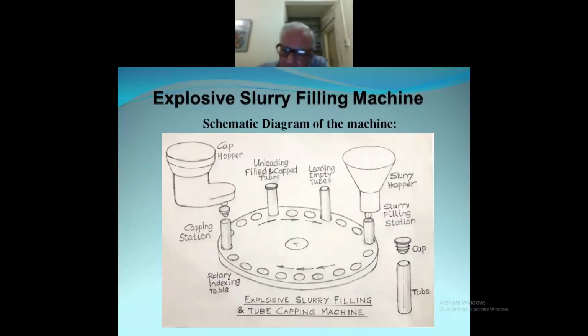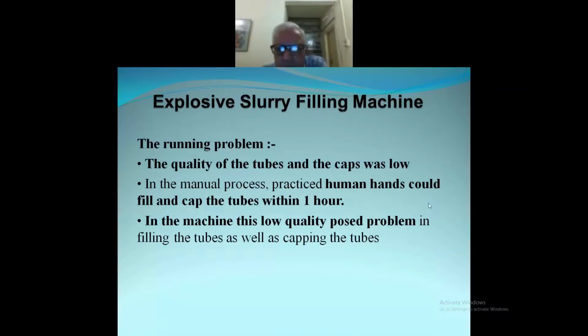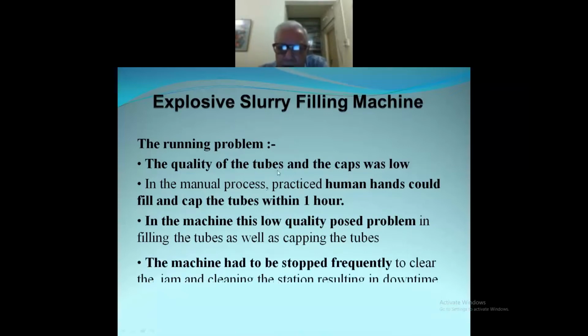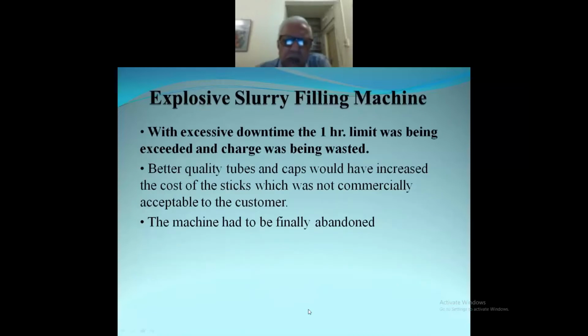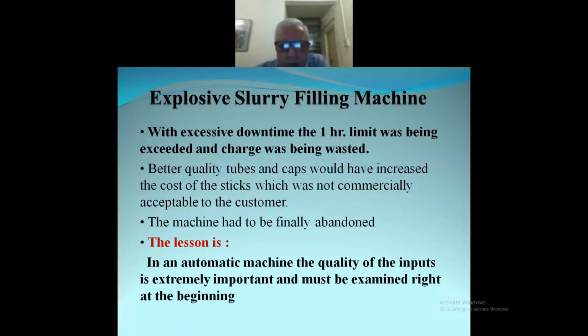Now, we said that you get better quality tubes and caps, but that was not acceptable to them because the cost will increase, and it would not be acceptable maybe to the contractors and the ultras. Then the machine posed these problems, and ultimately the machine had to be taken back, and the project, which was a development project, had to be abandoned.